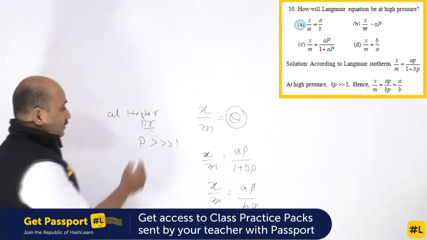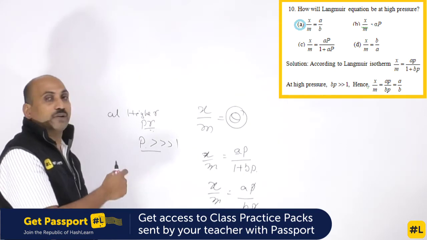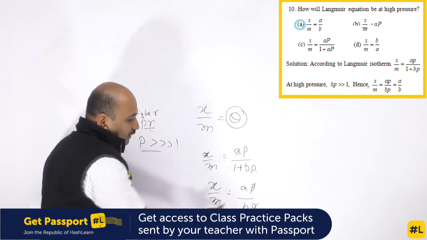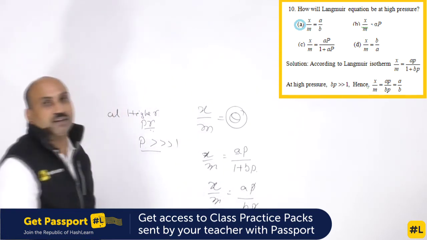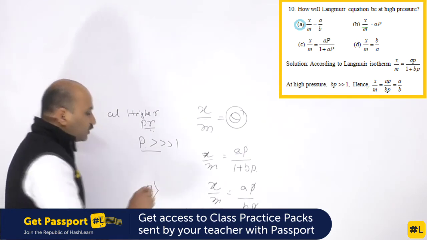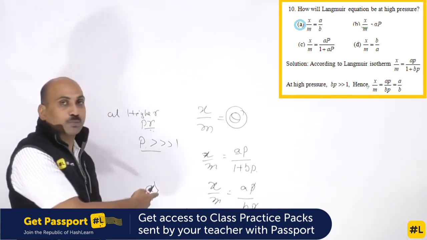Very simple. As the pressure increases, the molecules come close to each other and overcome the van der Waals force of attraction, and thereby x by m is exactly equal to A by B, which is the answer I gave as option A. I think now you understood how we have to solve this problem.